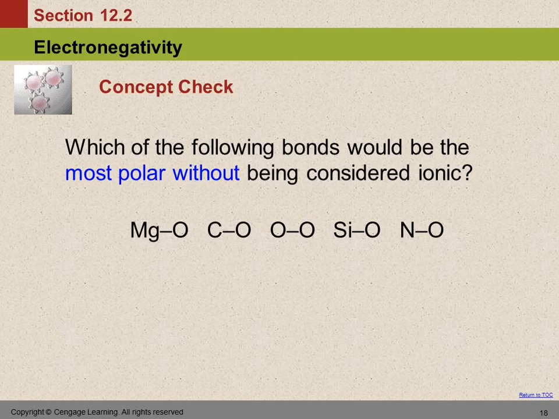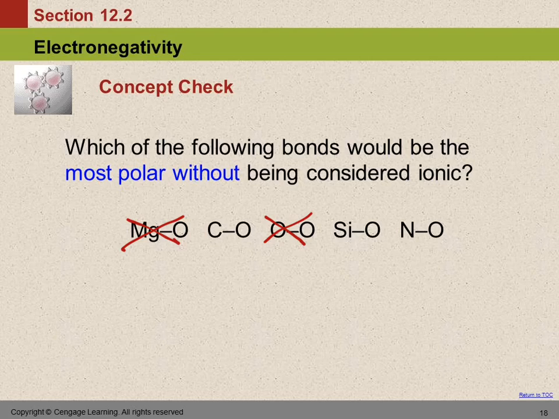Oh, there's another one. Which one would be the most polar without being considered ionic? Well, these are the same bonds that we looked at in the previous one, they're just asking a different question. Magnesium-oxygen is ionic, right? And we're looking for most polar, so that one's definitely not it. Oxygen-oxygen is the least polar. It's not polar at all.